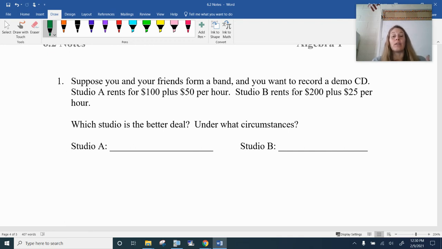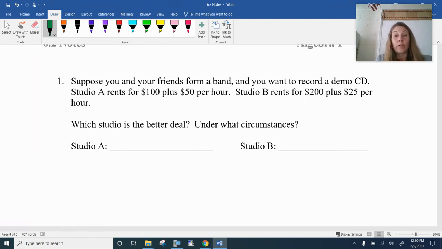But again, the final answer, which studio is the better deal for this problem, is really going to depend on the circumstances, right? And everyone's circumstances are different. So what might be the best for you is not necessarily the best for someone else. So this just helps us weigh our options.